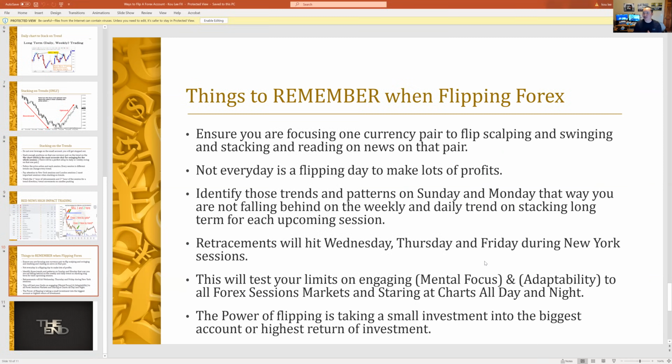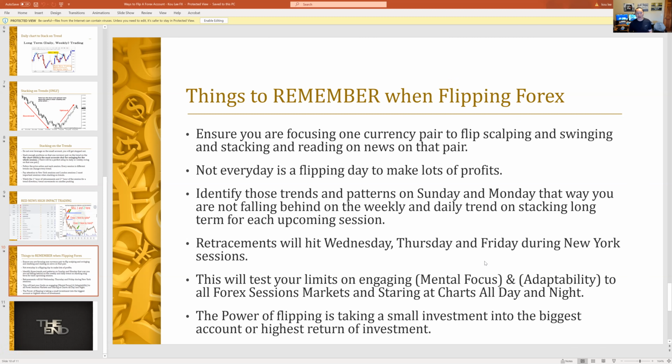So I'll leave it at this: things to remember when flipping a Forex account. Like I said, I'm not going to read this, but you've got to know what your intentions are when you want to flip a Forex account. You've got to understand the high risk and the possibility of losing money or blowing the account. A lot of people just look at making a lot of money right away. It doesn't work like that. If flipping was easy, everybody would be doing it, right? Not every day can you flip an account.